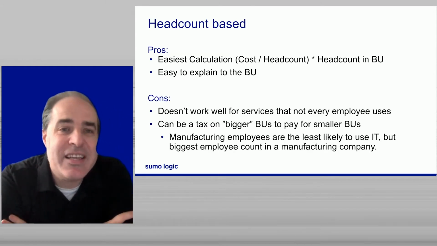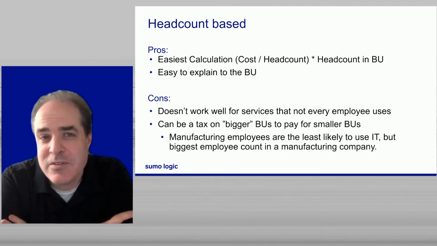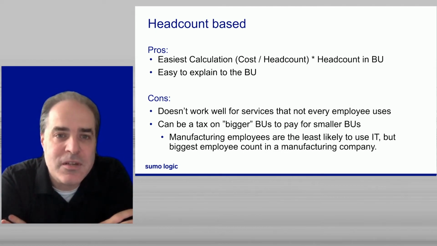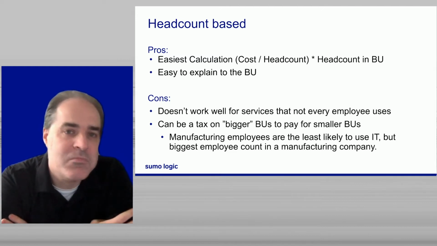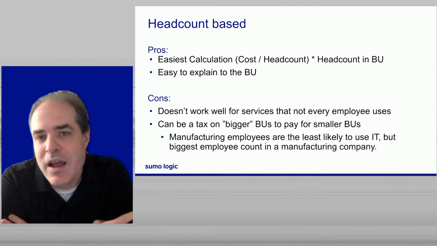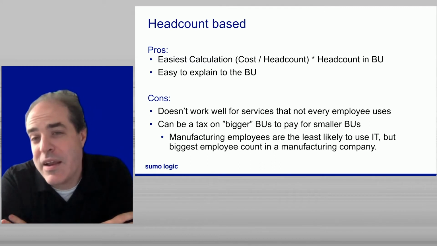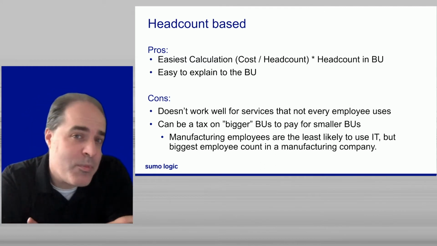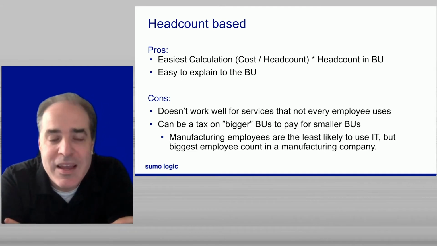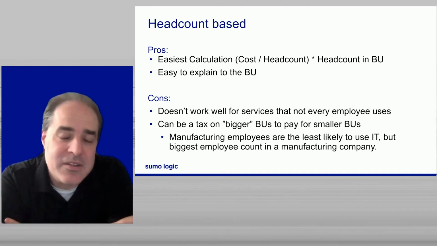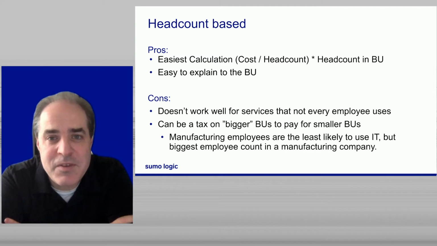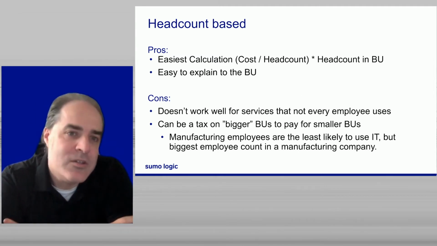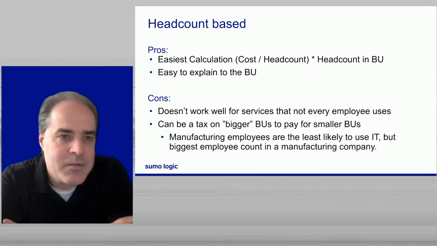Headcount-based. It's the easiest method that anybody can use to distribute costs in an organization. You take your total cost, you divide it by the headcount in your organization, the number of people that work for you, and then you multiply it by the headcount in the business unit or department that you are representing. Those are interchangeable. It's easy to explain. You can say, well, I'm charging $2.50 per headcount, and you have 1,000 people. So you pay $2,500. Right?